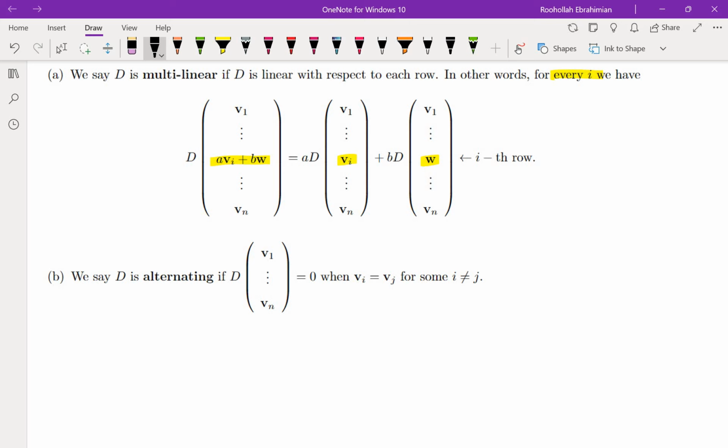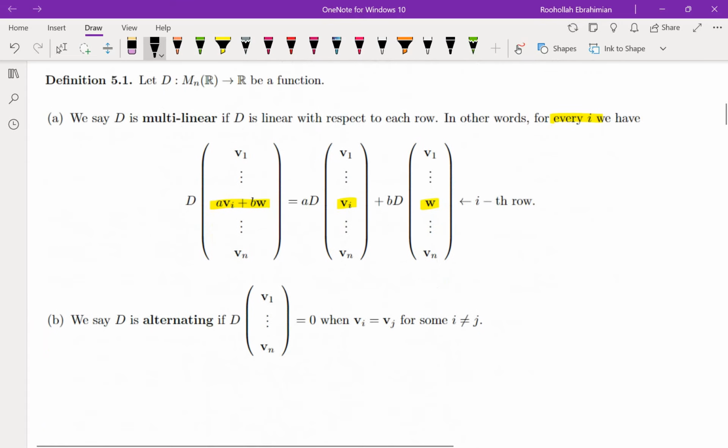We say d is alternating if d of v1 through vn is 0 when two of those rows are the same, v_i and v_j are the same for some i not equal to j. At this point, we are formalizing this definition, but we haven't really related these two areas yet formally. But we will see that, in fact, there is an additional condition needed in order to relate this to area and in general volume.